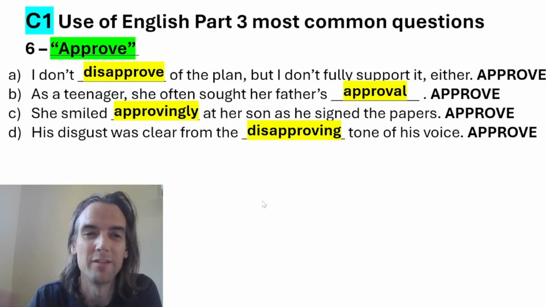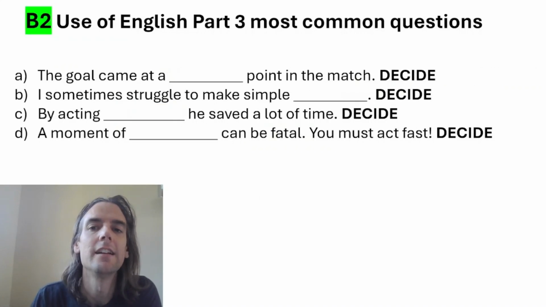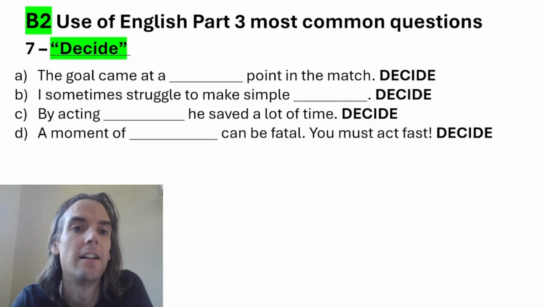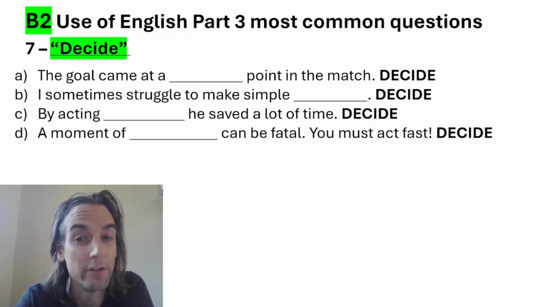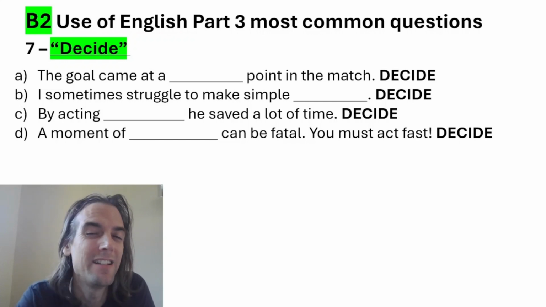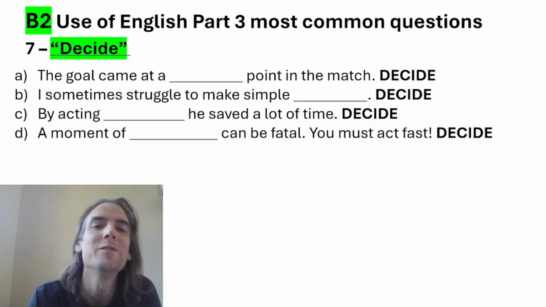So there we go. These ones are a bit simpler, so let's go faster. Like I said, B2, word, decide. Pause the video, do it for C1 as well, because some of these they get a bit more difficult.